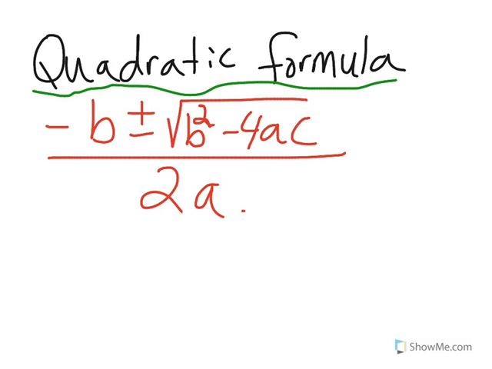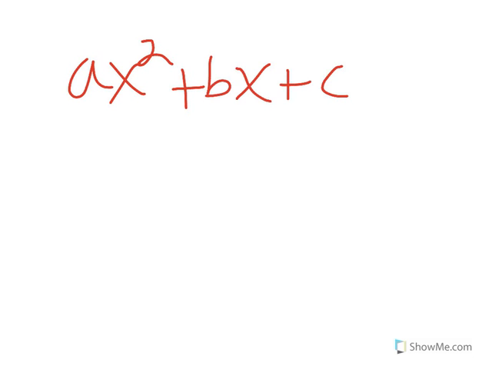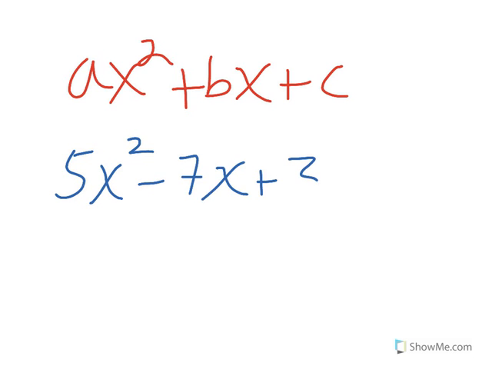Negative b plus or minus the square root of b squared minus 4ac, all over 2a. It is a song. Make sure you have it written down. I'm going to erase everything now, so if you need to pause, pause. Alright, so when we talk about a quadratic equation, we talk about having ax squared plus bx plus c. So if I add numbers to this, I'm just going to say 5x squared minus 7x plus 3.